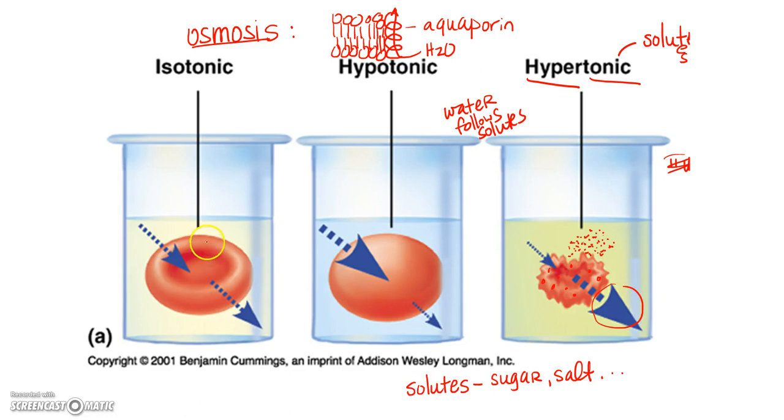All right, now let's go back and look at this isotonic one. Isotonic means that the liquid here is actually equal to that of the cell. So there's solutes in here, and there's probably an equal concentration out here, so not much more or less. You can see that the water in and the water out are equal, so there's not one area attracting more water than the other.